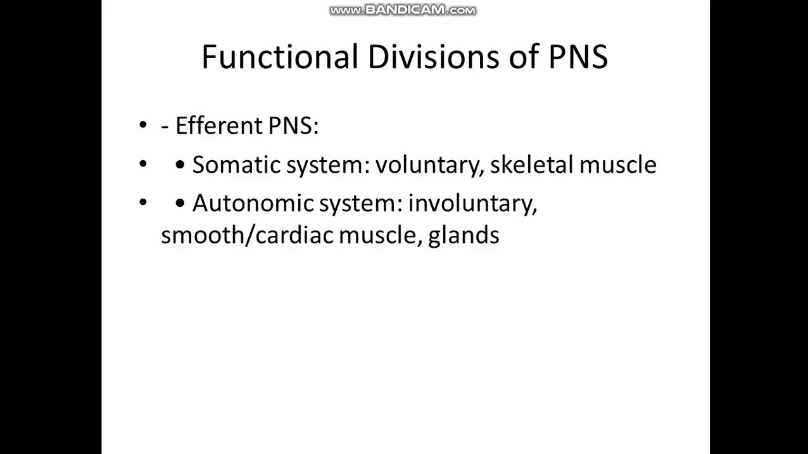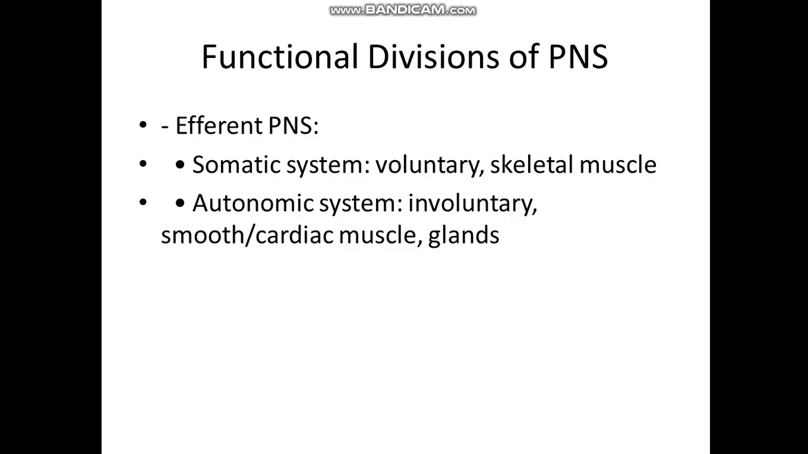Then we have different functions of the peripheral nervous system. For example, we have the efferent peripheral nervous system, which carries impulses from the CNS to the effector organs, away from the central nervous system. It includes voluntary actions that come under the somatic system. Skeletal muscles are under voluntary control, which comes under the somatic system. Then the autonomic system is involuntary in nature: smooth muscles, cardiac muscles and glands. These are the three major divisions that come under the autonomic system.